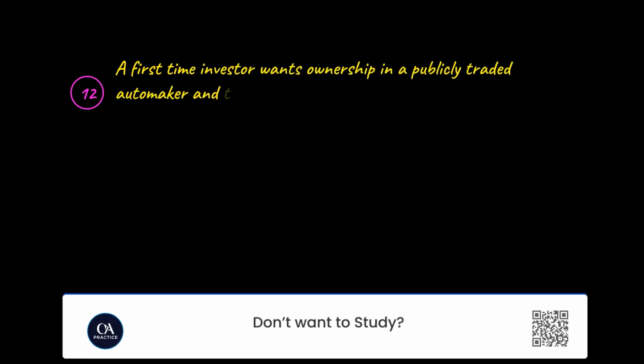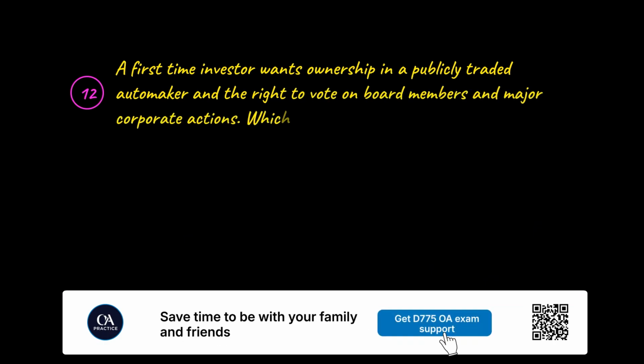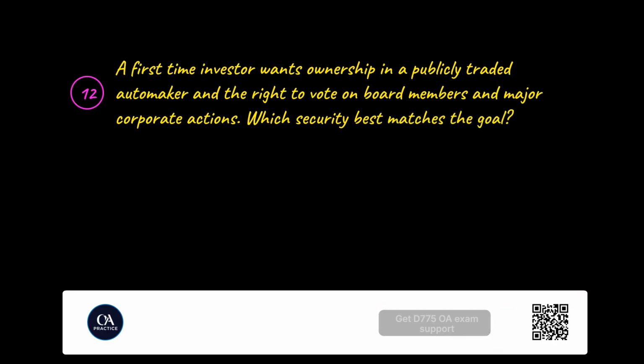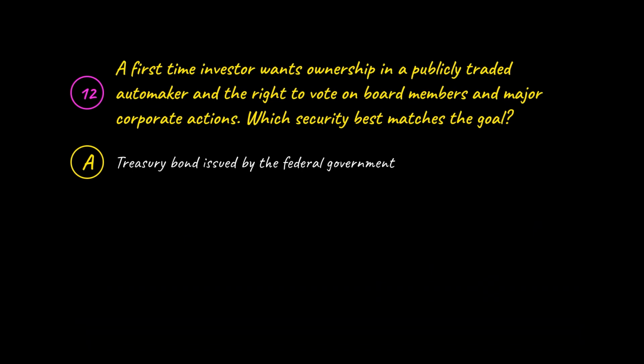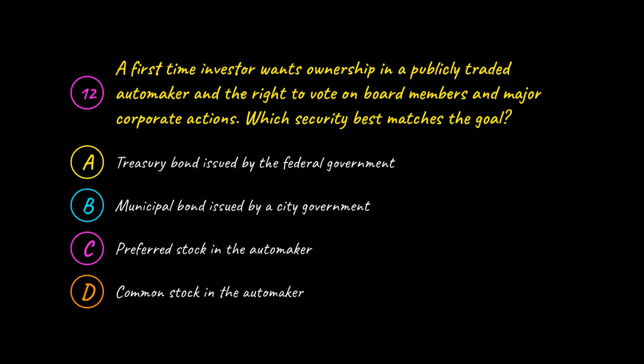Question 12. A first-time investor wants ownership in a publicly traded automaker and the right to vote on board members and major corporate actions. Which security best matches the goal? Your options are A. Treasury bond issued by the federal government. B. Municipal bond issued by a city government. C. Preferred stock in the automaker. D. Common stock in the automaker. What's your answer? Commit to one before I continue.